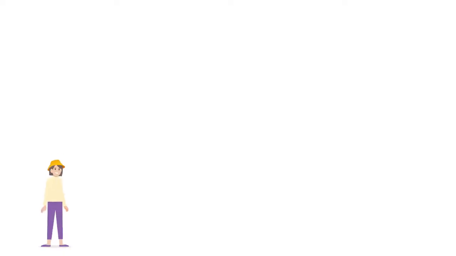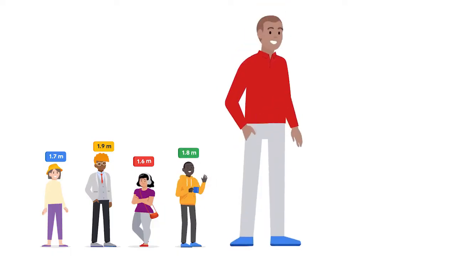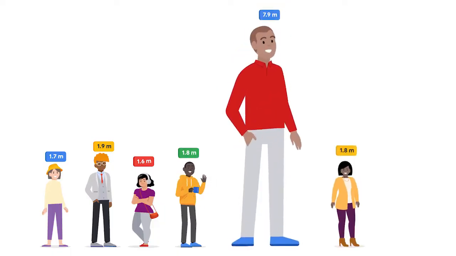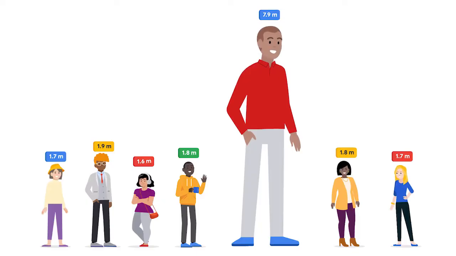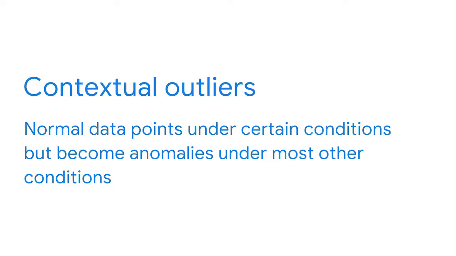For example, if we had a set of human heights, 1.7 meters, 1.9 meters, 1.6 meters, 1.8 meters, 7.9 meters, 1.8 meters, or 1.7 meters, the outlier is fairly obvious. Typically, global outliers should be thrown out to create a predictive model. Contextual outliers can be trickier to spot. Contextual outliers are normal data points under certain conditions but become anomalies under most other conditions.